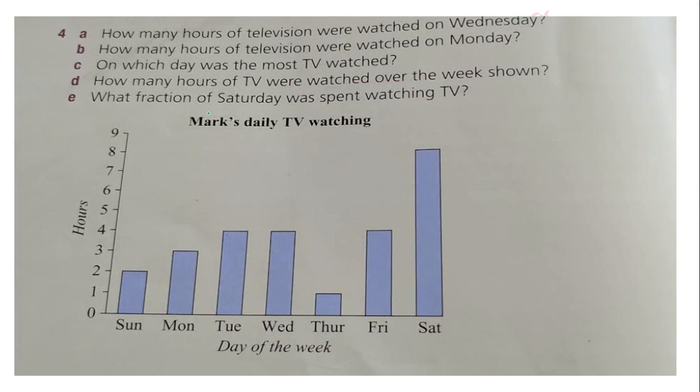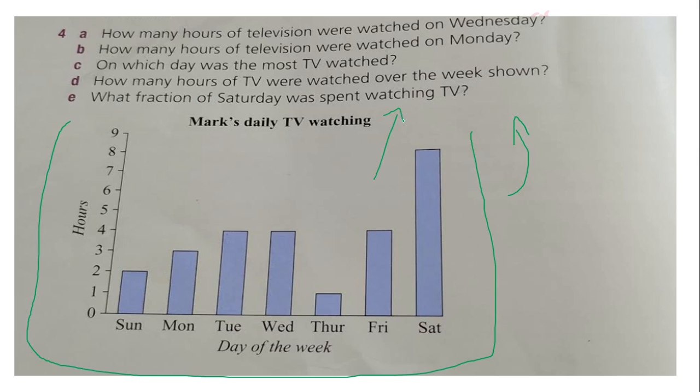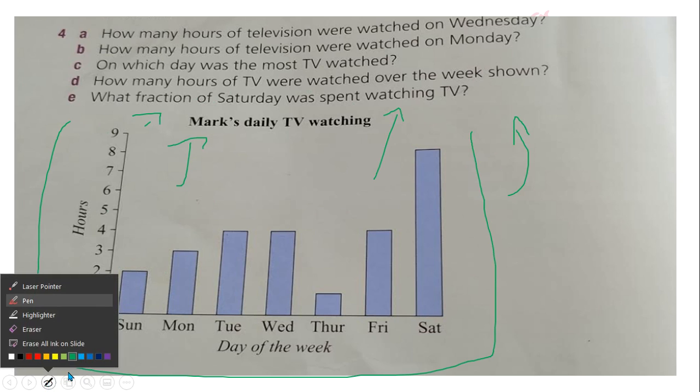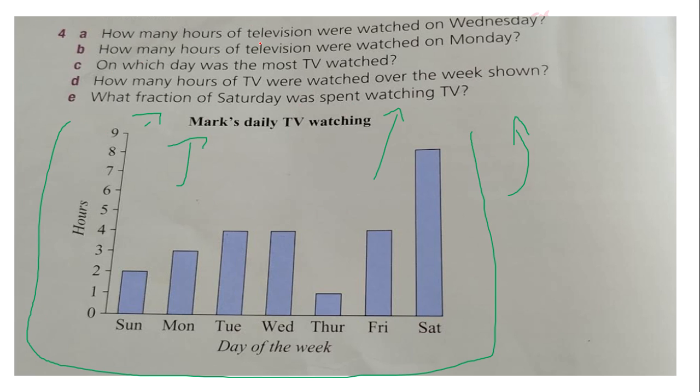Okay guys, in question 4, they were asking us how many hours of television were watched on Wednesday. We have this column graph here, guys, and we have to answer based on these results. So let me change the color of my pen real quick to red. So how many hours of television were watched on a Wednesday?